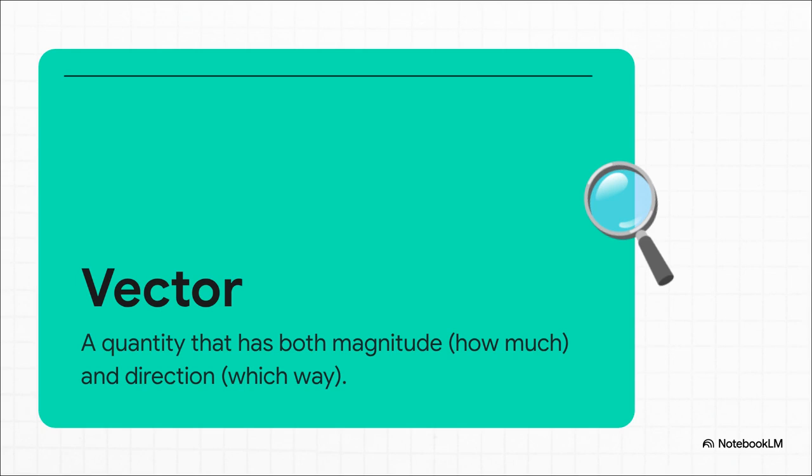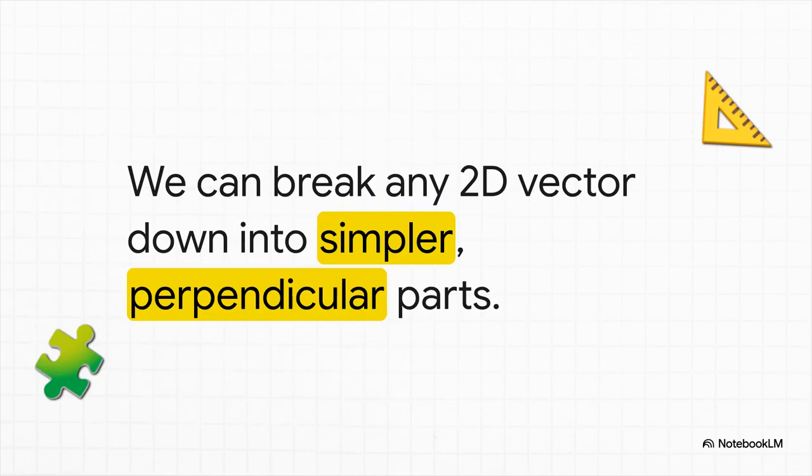Think of a vector like a perfect instruction on a treasure map. Walk 20 paces northeast. It has a size, or what we call magnitude, the 20 paces, and it has a direction, northeast. That whole package deal is a vector, and it is the absolute foundation for everything we're about to do.